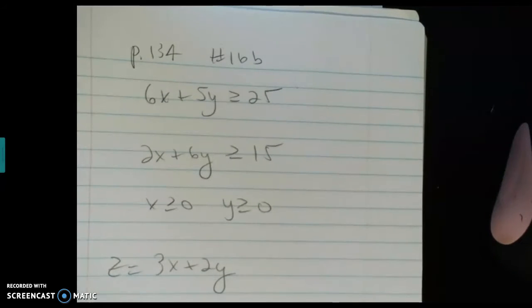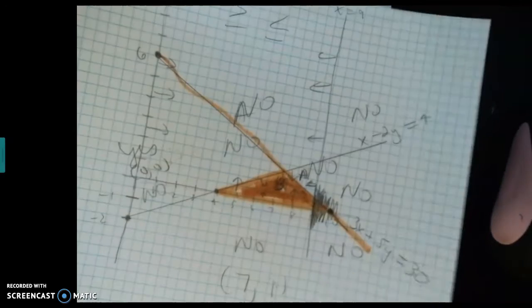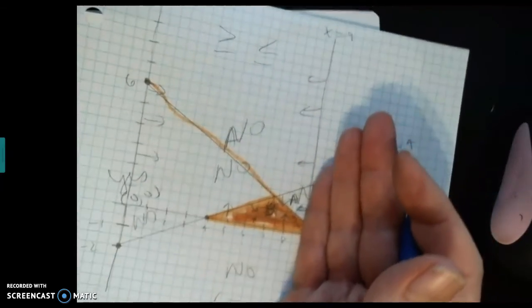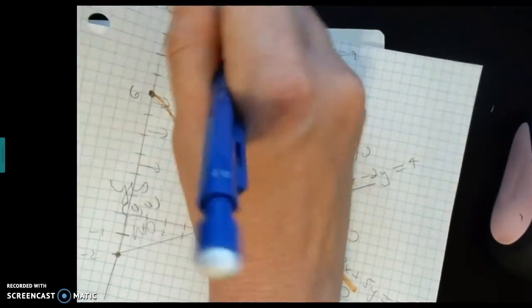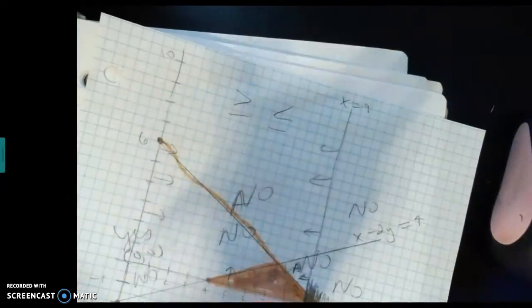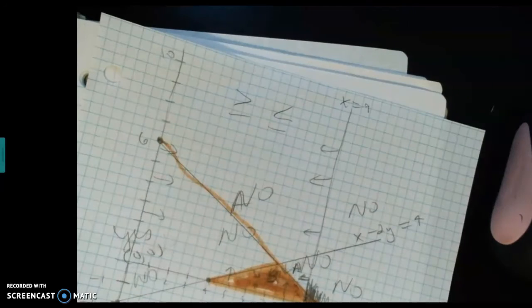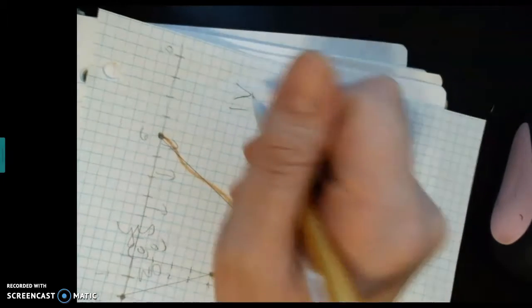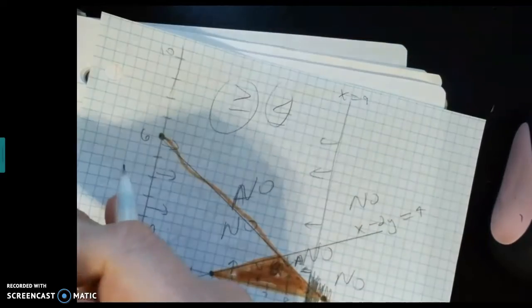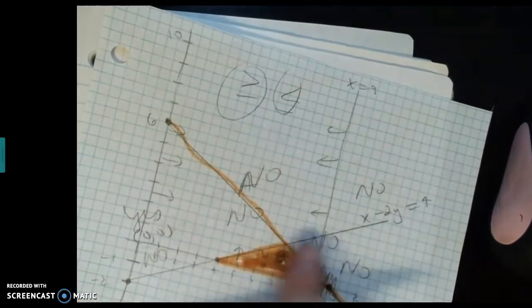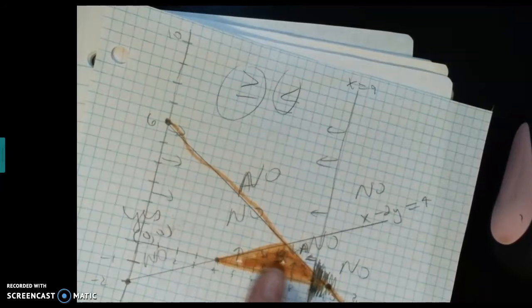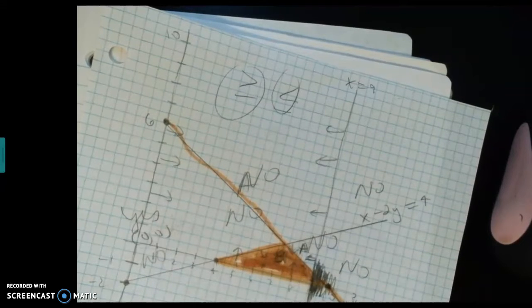Okay, one thing I want to talk about is on this one that we just did, where we got this kind of shape right there, we had a mix of an inequality that was greater than or equal to, and one that was less than or equal to. And so what that does when you have a mix is some go towards 0, 0, some go away. So that's when you get triangles, or in this case, a quadrilateral shape.